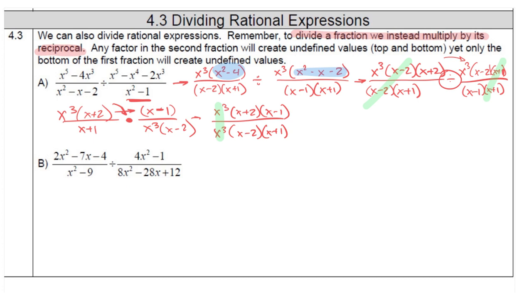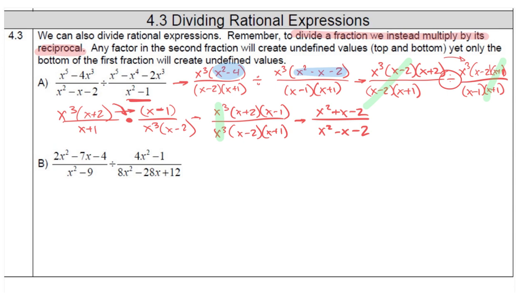And our last step, we will multiply it out. We can actually just leave it like this, but let's multiply it. This would be our final multiplied answer.